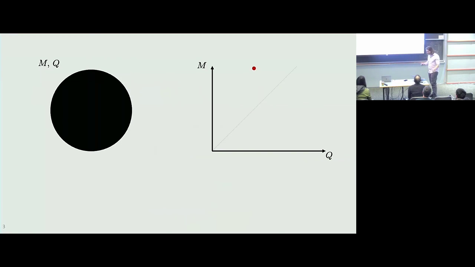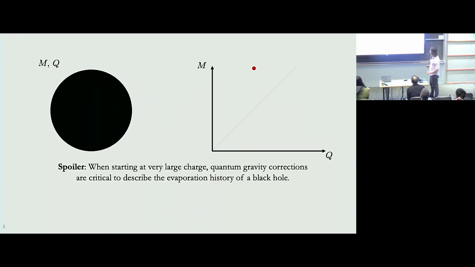This problem might seem quite boring and old school at first sight, so let me give you a spoiler so that all of you don't leave the room. So when starting at a very large charge, so very much on the right-hand side, and I'll quantify what that means in a second, quantum gravity corrections are critical to describe the evaporation history of this black hole.